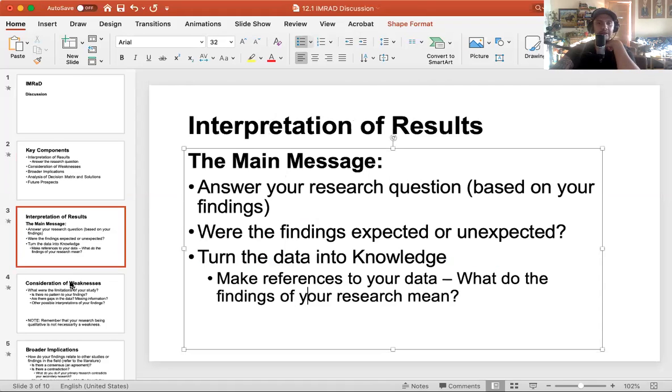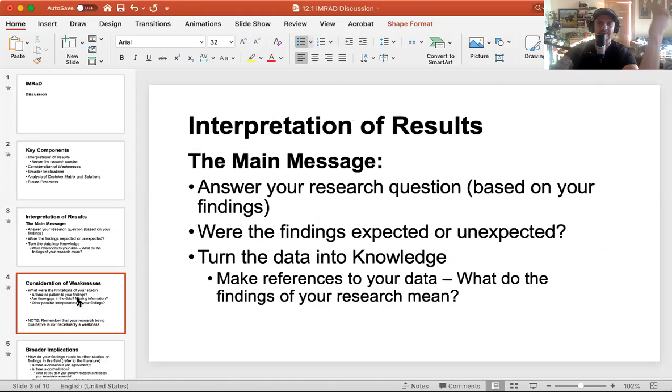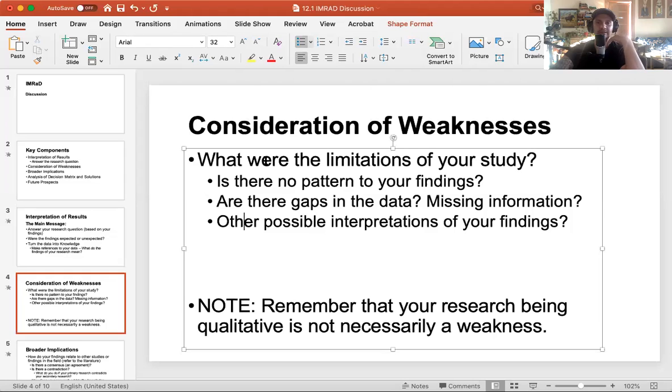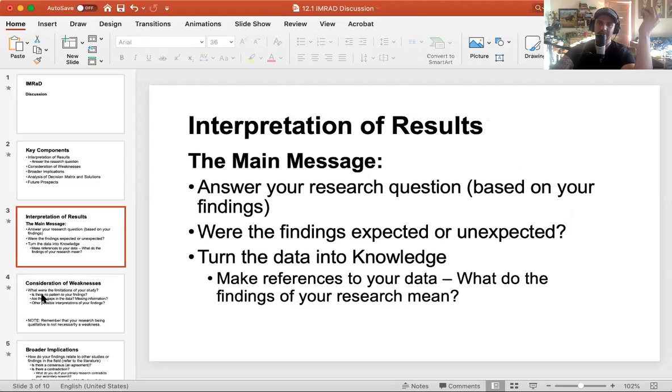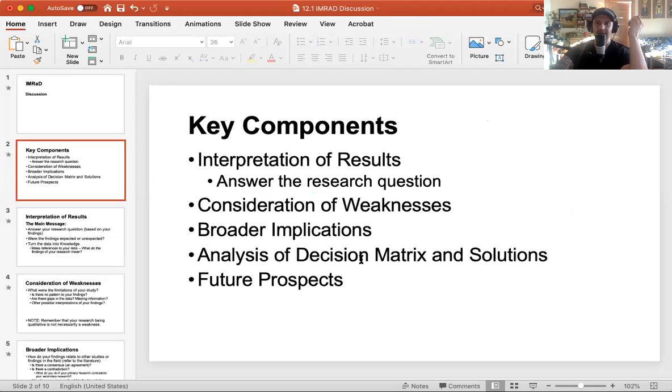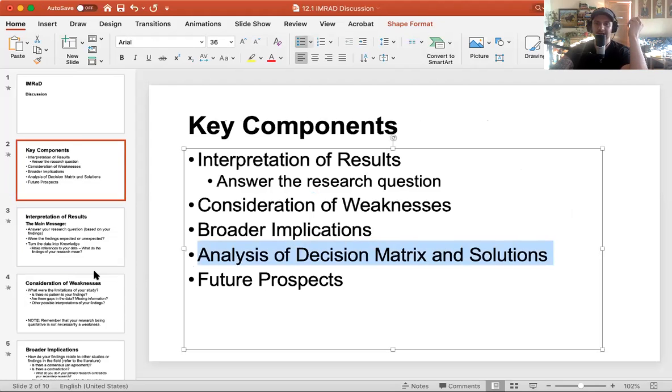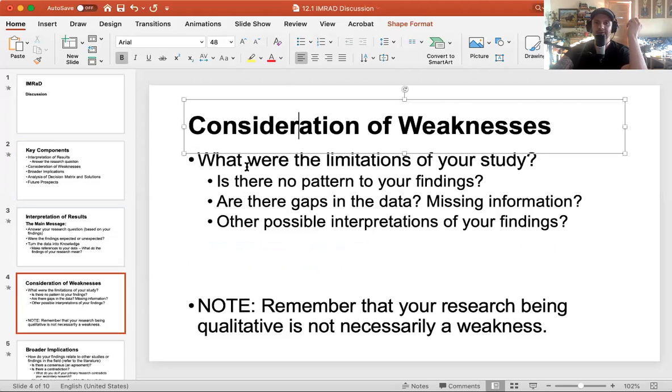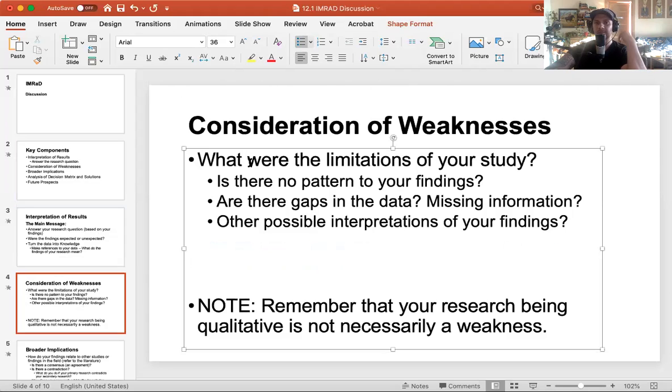So we hit that one, the main interpretation of results, answering your research questions, turning the data into knowledge. Okay, what does it mean? Consideration of weaknesses. This is another section that you should include in your discussion section. It's important, but not as important as other sections. Like this is probably the most important section right here. I would say that this is quite an important section too, the analysis of the decision matrix and solutions. Consideration of weaknesses, though, is looking at your study objectively.